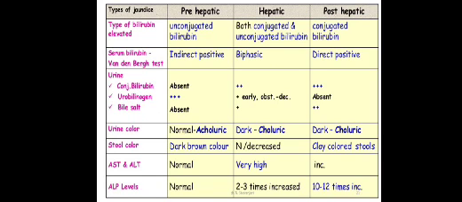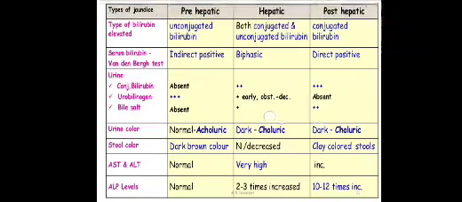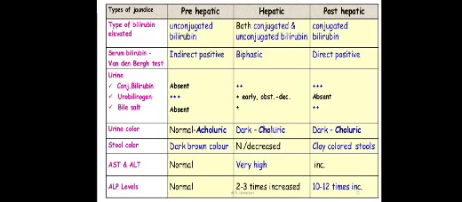That gives you a certain idea about the type of jaundice. Then the alkaline phosphatase level in the post-hepatic. You see, in the post-hepatic it is 10 to 12 times the normal. So it is very important. And in urine, in the pre-hepatic, the conjugated bilirubin is absent. In the hepatic, the conjugated bilirubin is present. In the post-hepatic, the conjugated bilirubin is present and high.